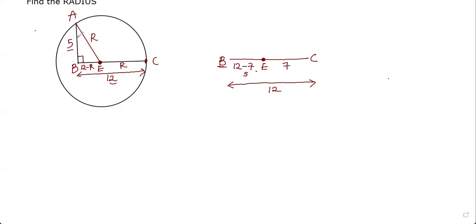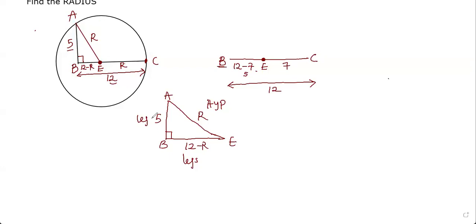So what do you observe? Within the circle, we have a right angle triangle. So let me just bring out the right angle triangle so we can calculate the radius of the circle. So this is 5. Of course, here is A, here is B, and here is E. So here is 12 minus R, and here is R. So applying the Pythagoras theorem, here is my hypotenuse, right? And these are the legs of the triangle.